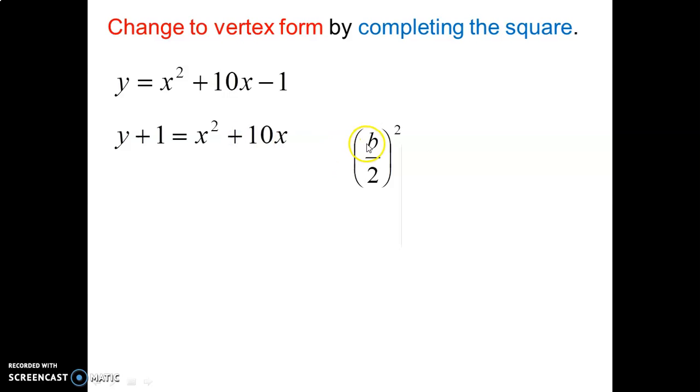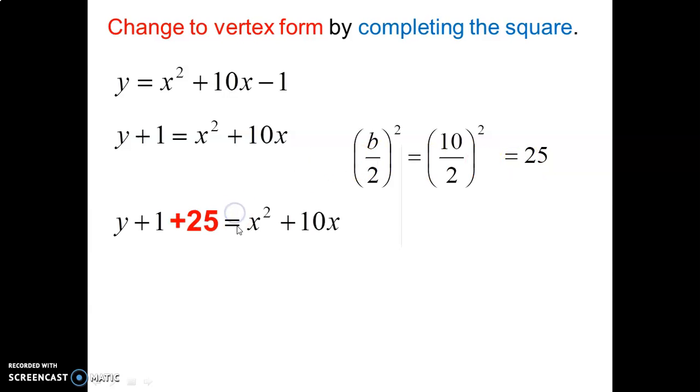The way to do that is to do b over 2 squared. This formula always works. So b is 10 over 2 squared. 10 divided by 2 is 5. 5 squared is 25. So what we do is add 25 here and add 25 here. We added on both sides to maintain the balance.